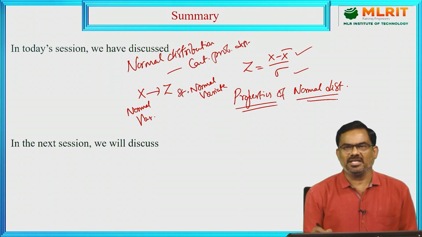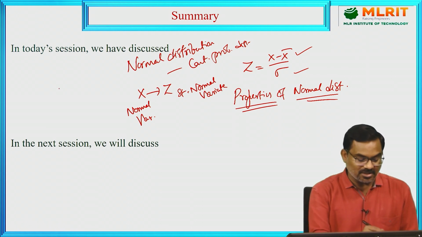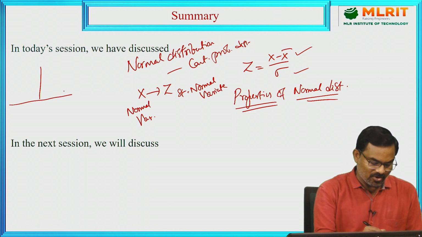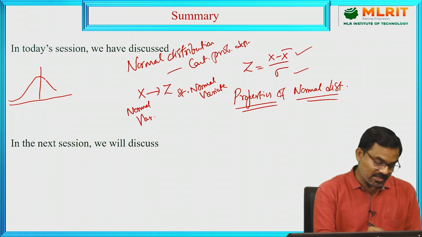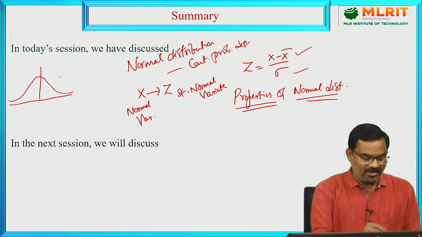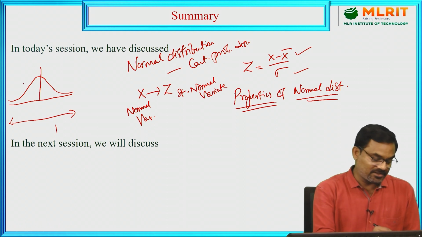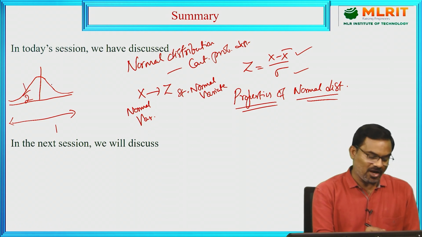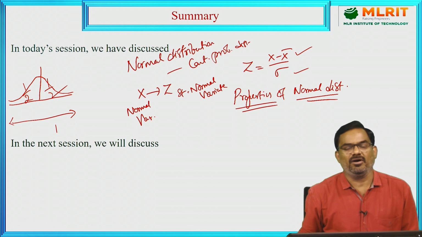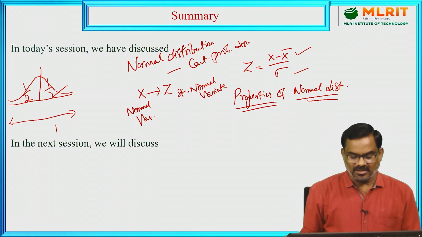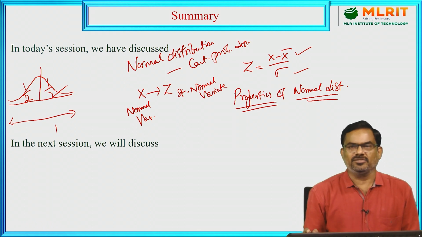If you understand the properties of normal distribution, we can calculate the probabilities using the normal distribution table. And the normal curve is symmetric about the y-axis, and it is a bell-shaped curve, and the total area under the normal curve is unity. So that means the negative portion will be equal to half and the positive portion will be half. So like that, we have discussed some properties of normal distributions.